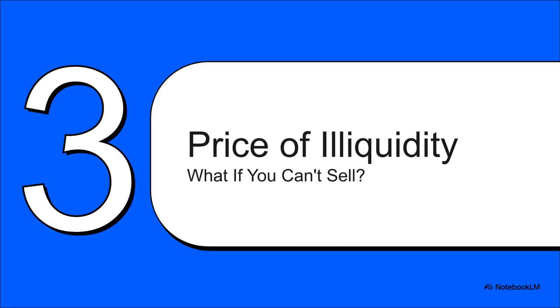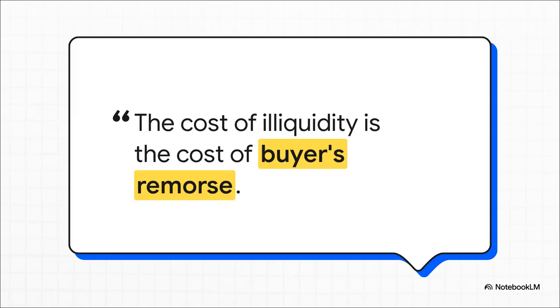Okay, next up is a risk that affects pretty much everything from private businesses to small public stocks: illiquidity. What if you own an asset, but you can't sell it quickly without taking a massive haircut on the price? Well, that difficulty has a cost, and it's something standard models almost always ignore. I absolutely love this way of thinking about it. Just imagine you buy a stock on your laptop. A second later, you think, man, I wish I hadn't done that.